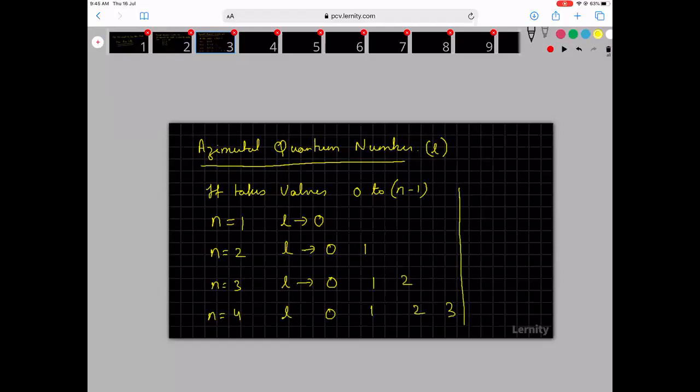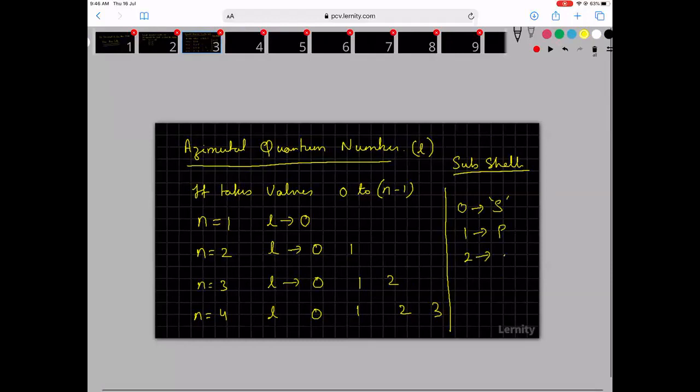Then I told you that these represent subshells. Within the shell, there is a subshell. So in the first shell, there is only one subshell. In the second shell, there are two subshells. The value 0 is also named the S subshell, 1 is the P subshell, 2 is the D subshell, and 3 is the F subshell. So within a shell, there are subshells.